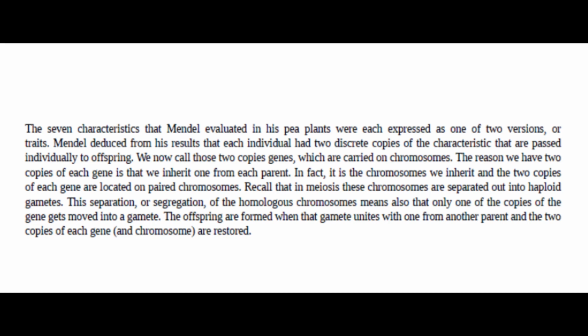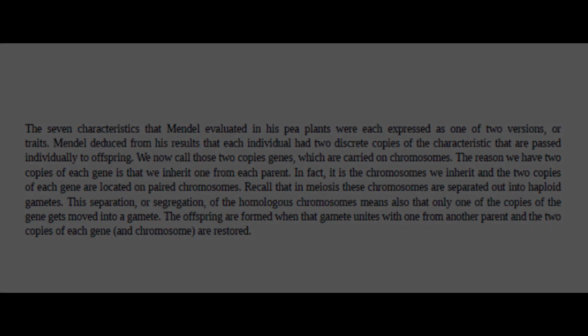In fact, it is the chromosomes we inherit, and the 2 copies of each gene are located on paired chromosomes. Recall that in meiosis, these chromosomes are separated out into haploid gametes. This separation or segregation of the homologous chromosomes means also that only one of the copies of the gene gets moved into a gamete. The offspring are formed when that gamete unites with one from another parent, and the 2 copies of each gene and chromosome are restored.